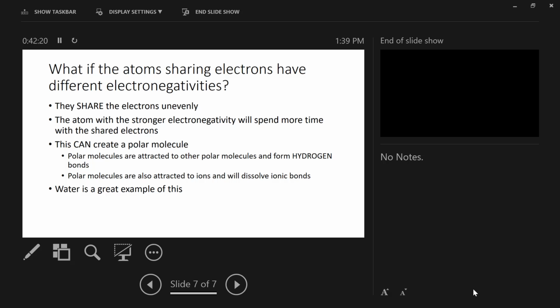And it does a wonderful job of breaking ionic bonds and dissolving ionic compounds. Now look at your periodic tables. Where is water? Or where, sorry. Water is not on your periodic table. What is in water? What elements? Oxygen and hydrogen.